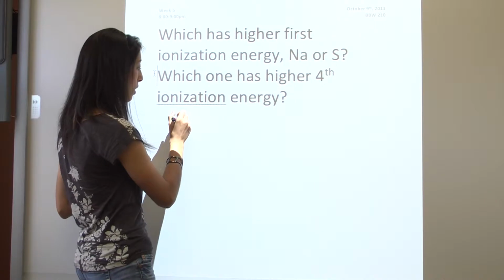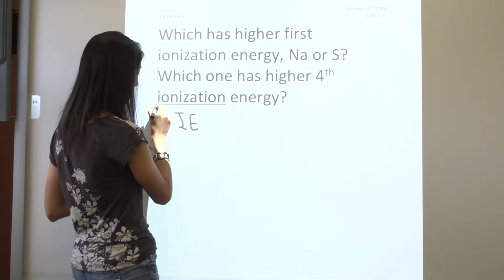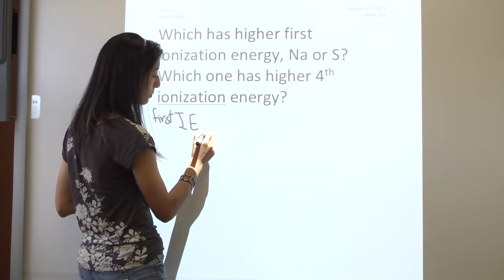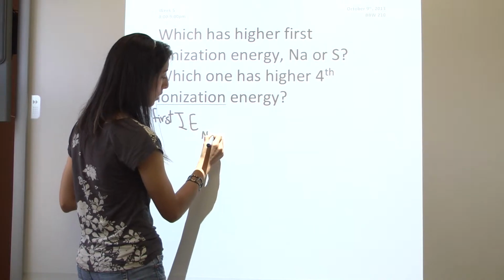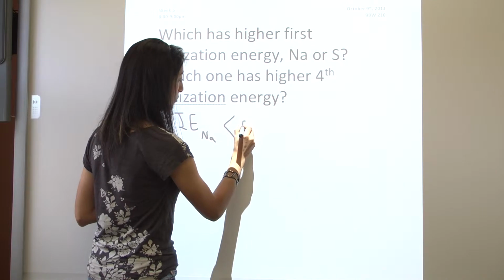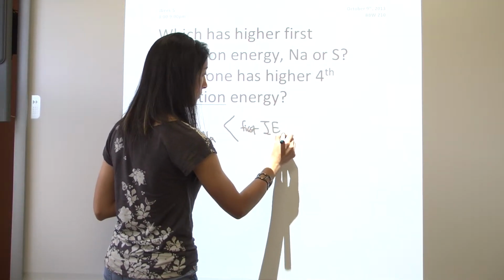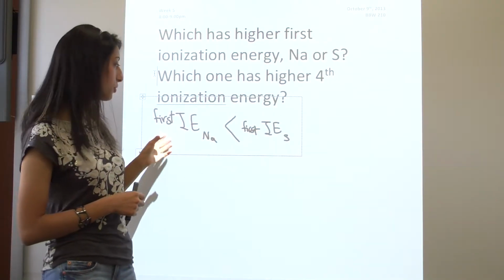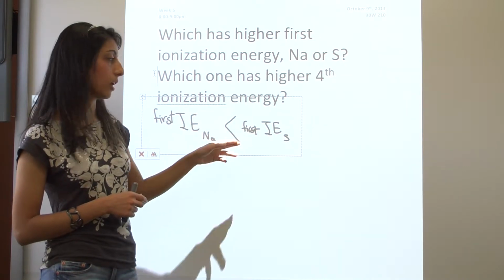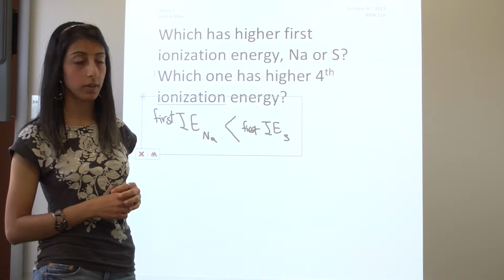So the first ionization energy for sodium is going to be much less than it would be for sulfur. So it will be easier to remove one electron from sodium than it will be from sulfur. And by doing that, Na is going to have a noble gas configuration.